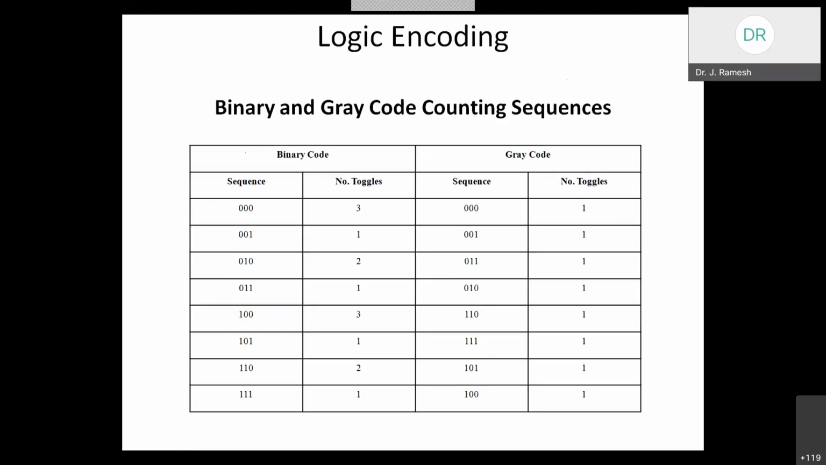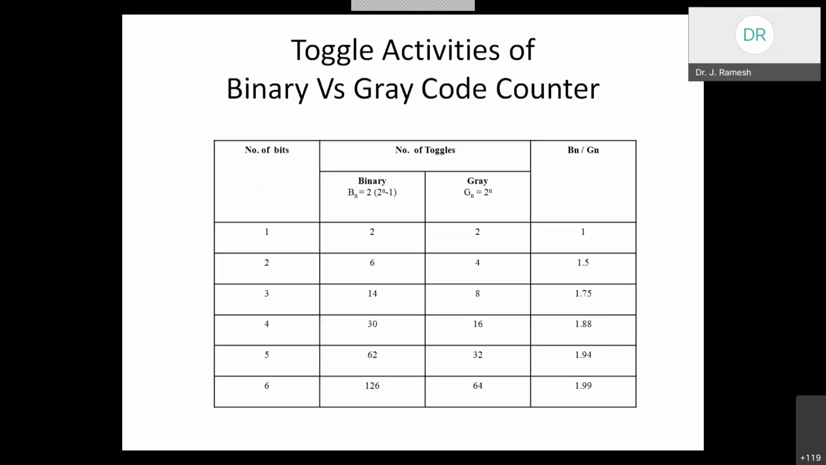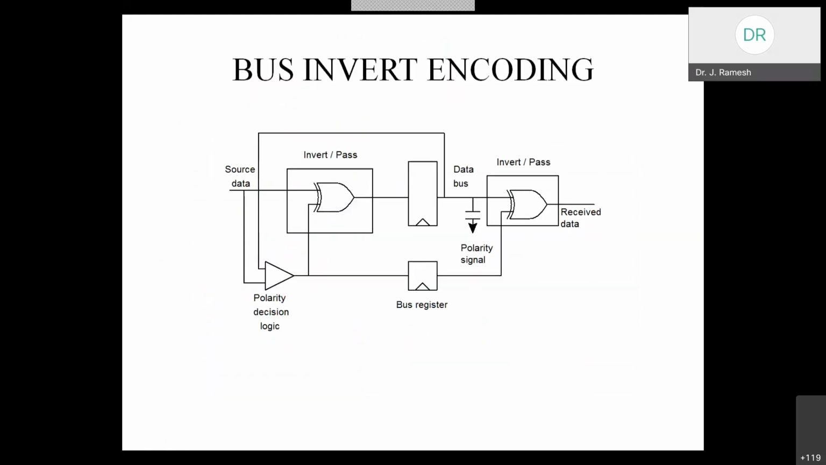The next technique is the bus invert encoding. We normally transmit a sequence of data inside a bus, and we all know that a bus is nothing but a collection of wires. The consecutive sequences we transmit in the bus may lead to higher switching activity. For example, first I'm sending a 5-bit sequence of 0, 0, 0, 0, 0.